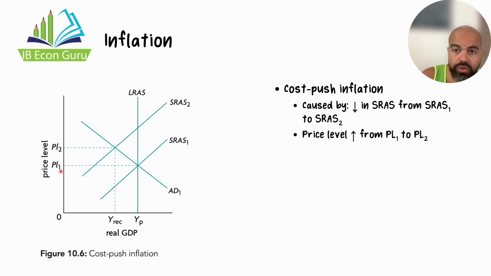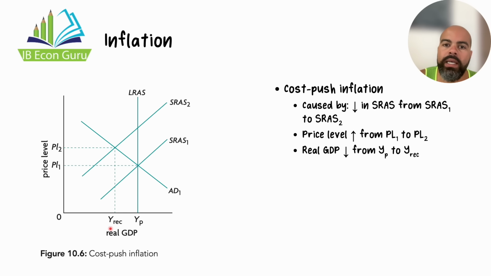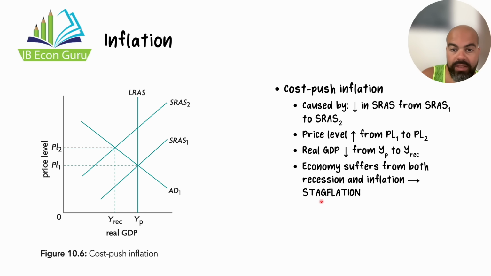That causes the price level to rise from PL1 to PL2. This rise in the price level is cost push inflation. At the same time, real GDP falls from YP, assuming we started with full employment, or the economy was initially producing its potential output, to YREC. YREC here means that the economy is experiencing a recessionary gap as well as cost push inflation. So the economy is suffering from both a recession and inflation. We call this stagflation. The inflation here is cost push inflation.